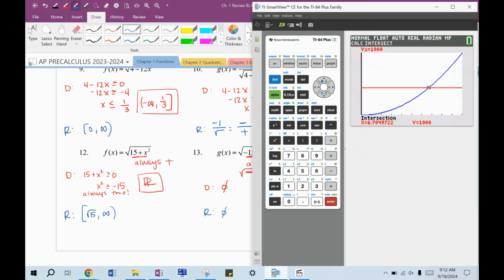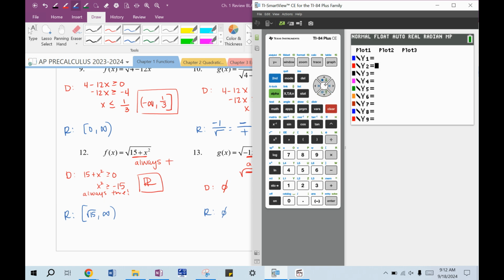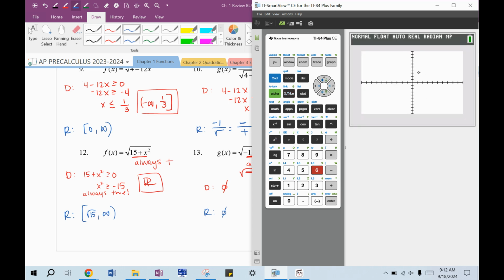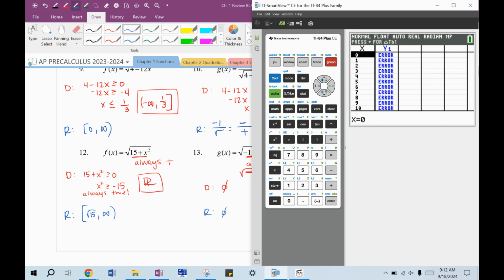If you try to graph this, let's just try. Clear this stuff out. So if I try to do the square root of negative 15 minus x squared, and let's just zoom 6, nothing shows up. If I go to the table, it's just full of errors because none of these are defined values.